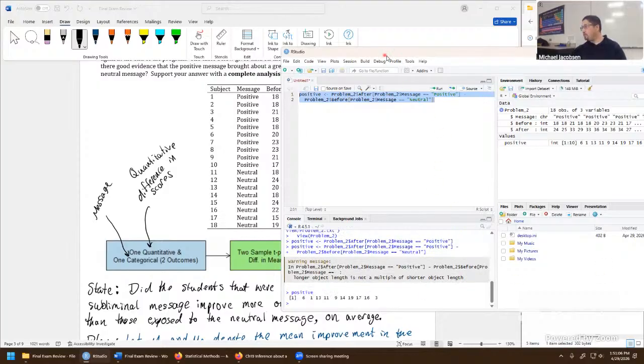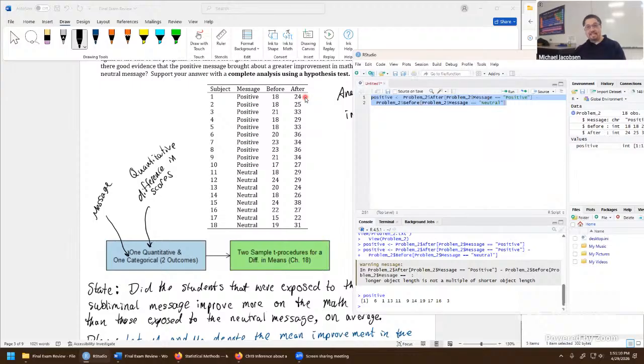I have 6, 1, 13, 11. 24 minus 18 is definitely 6. But hang on. No, I subtracted this in a weird way. Sorry, this should have been positive on both. Let me try again. So if I run that, and then I should look at my warnings: longer object length is not a multiple of the shorter object length.